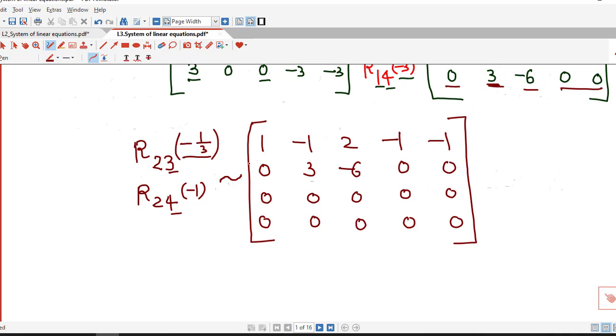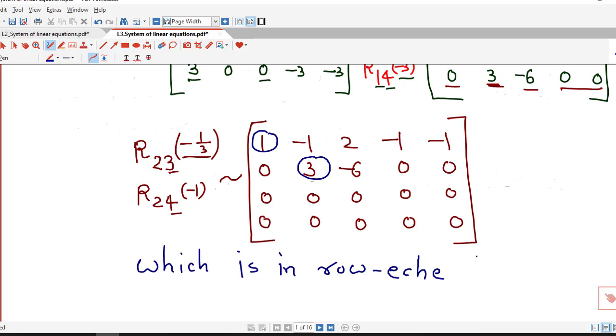So you can check this is in row echelon form now. This is the first non-zero entry of first row. All the entries below this are 0. This is the first non-zero entry of second row. All the entries below this are 0. And there are 2 zero rows which are below non-zero rows. So this matrix is in row echelon form.